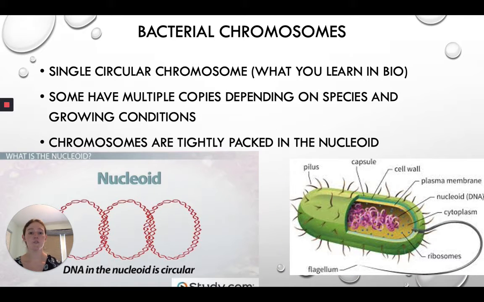As far as their chromosomes, in biology you would have learned that they have a single circular chromosome. Some bacteria do have multiple copies depending on the species and the growing conditions. If the environmental conditions are excellent, they may have more than one copy of their DNA. These chromosomes are tightly packed in the nucleoid, and there can be 3 to 4 nucleoids within one bacteria. Now, if you notice here, the nucleoid is in direct contact with the cytoplasm.